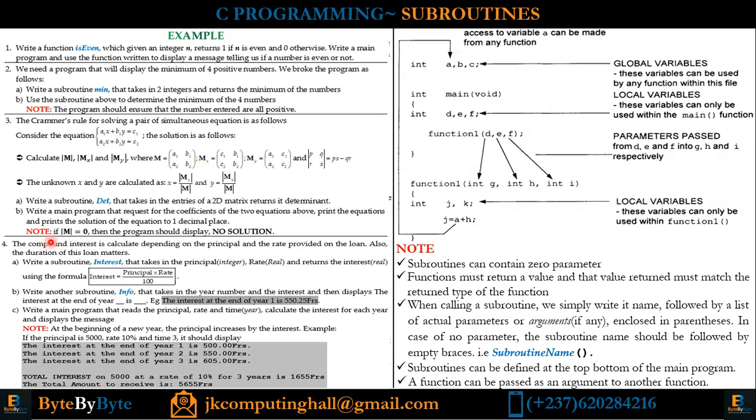Okay. Let us look at question number 3. It says, Cramer's rule for solving a pair of simultaneous equations is as follows. Consider the equations a1x plus b1y equals c1, a2x plus b2y equals c2. The solution is as follows. Calculate mx, my and m, where m is the determinant of a1, b1, a2, b2. Then mx is obtained by replacing a1, a2 by c1, c2. Concerning my, c1, c2 simply replaces b1, b2.